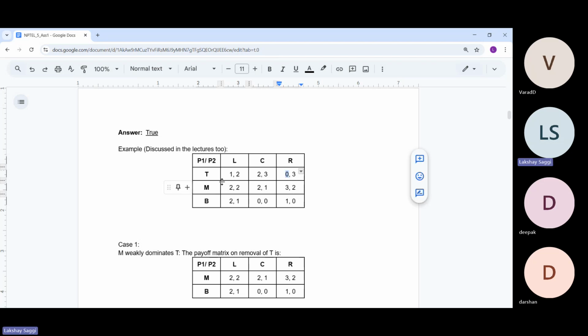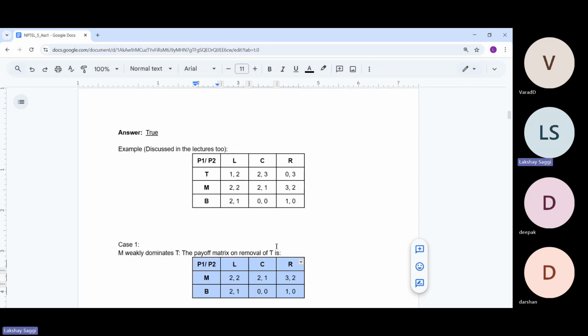So what this means is that over all these three columns, whether the column player plays L, C or R, the strategy M is always no worse off than the strategy T. In the first column, M is better. In the second column, M and T are equal. In the third column, M is again better. So that's why we can say that M weakly dominates the strategy T. And if this is the case, then we can remove this weakly dominated strategy. So we can remove T from the payoff matrix, and the remaining payoff matrix will look something like this.